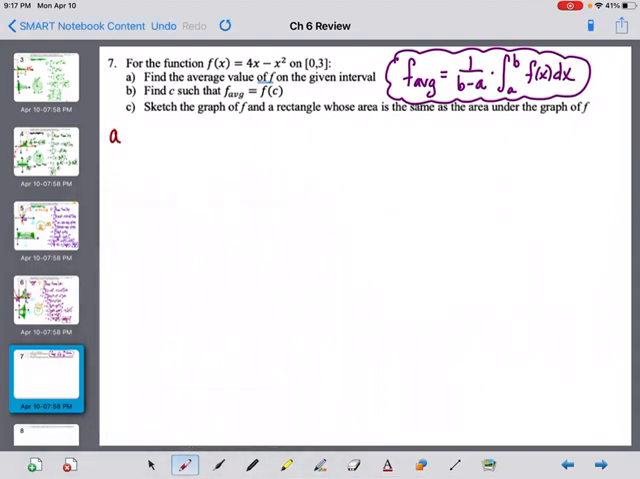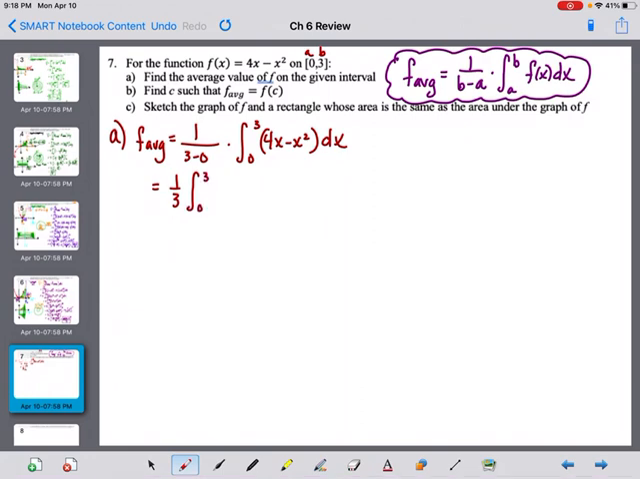We want to find the average value of f on the given interval, so we are just using our f average equation, which I have written there. So my f average is going to be equal to 1 over b minus a. And here's our interval from a to b, so 3 minus 0, times the integral from 0 to 3 of my f of x, which is 4x minus x squared dx. So now I just have to do the math. So this is going to be equal to 1/3 times the integral from 0 to 3 of 4x minus x squared dx. So let's anti-differentiate this.